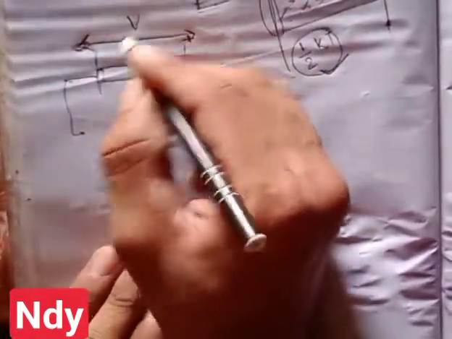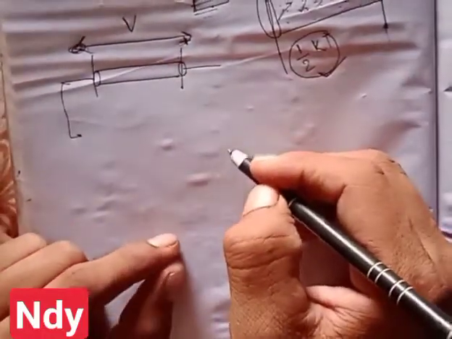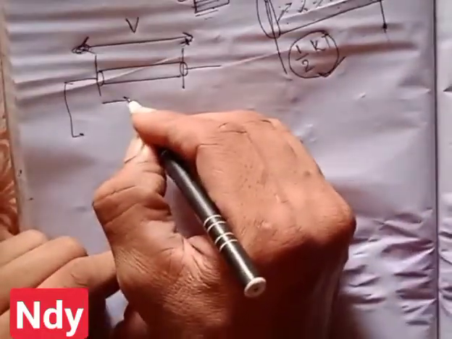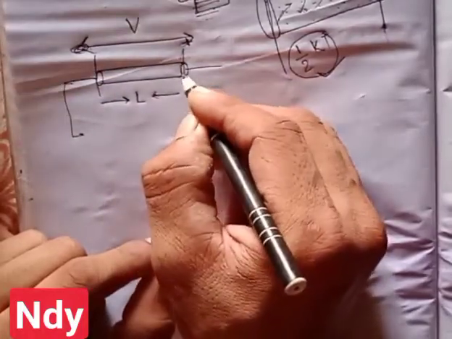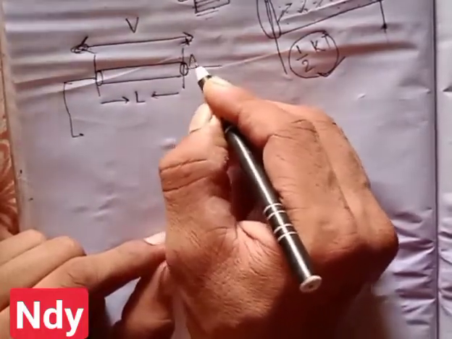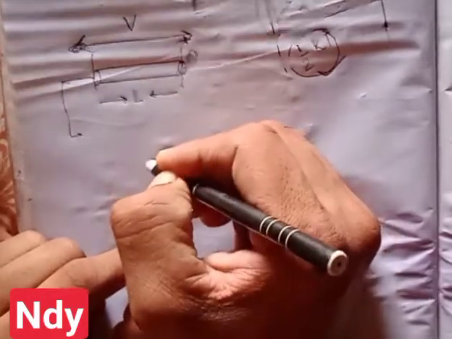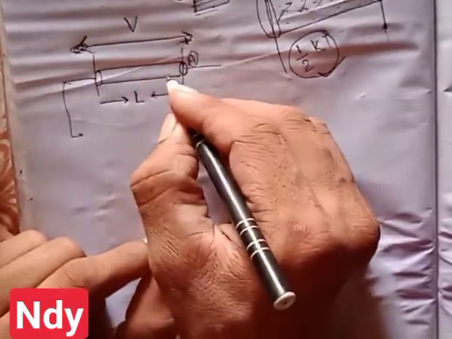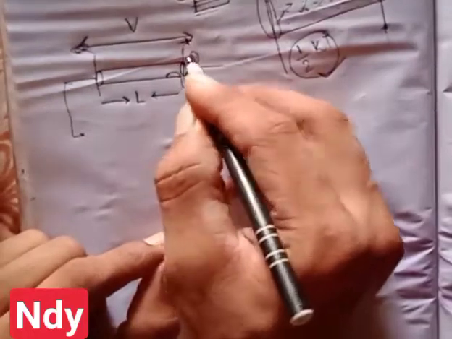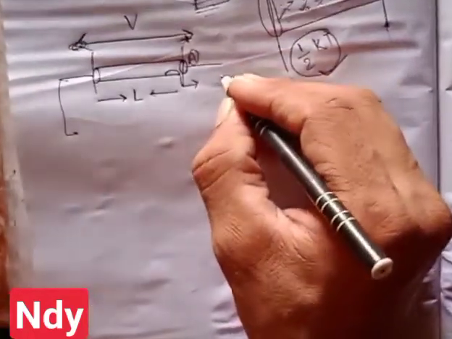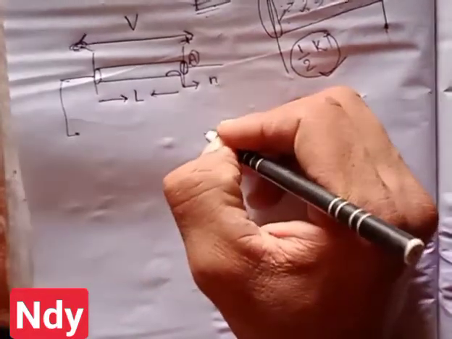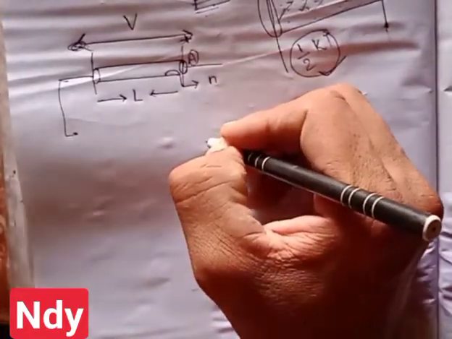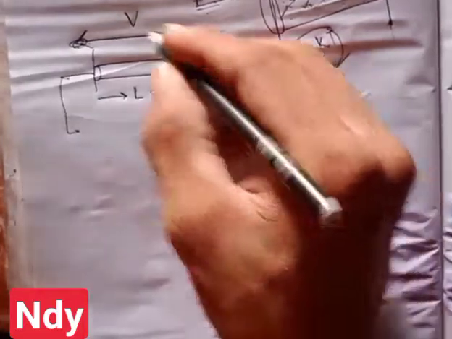Let this be V. The length of the wire is capital L, and its cross-sectional area is capital A. Also consider that the total number of free electrons per unit volume is small n. And we put this much potential difference.